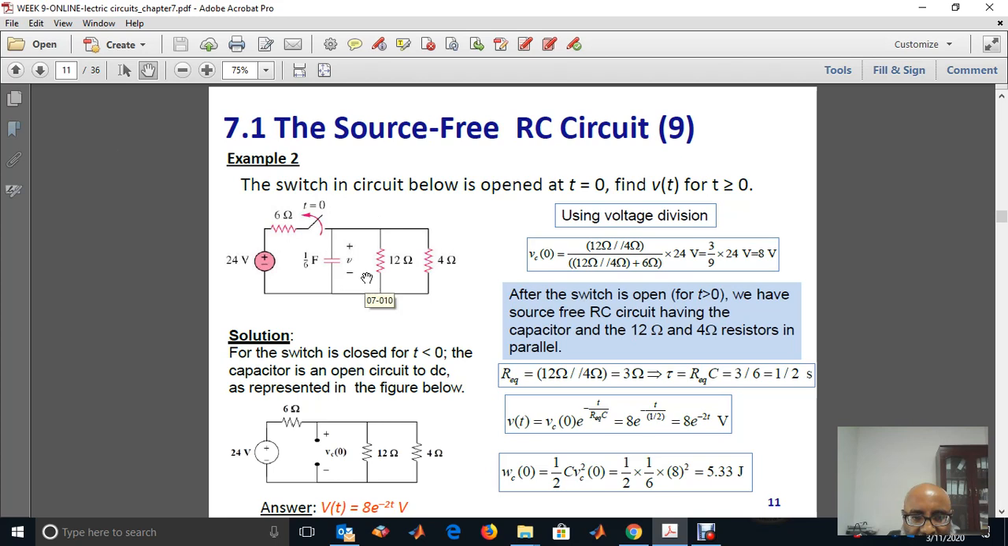The second example is another example. The switch in the circuit below is opened at t equal to 0. Find the capacitor voltage for t greater than or equal to 0. Okay, that means we need to assume before the switch is opened, the capacitor reached steady state. Steady state means we know from chapter 6, when the capacitor reaches a steady state, it will be open circuit, and an inductor will be short circuit. So that will be our initial voltage of the capacitor.